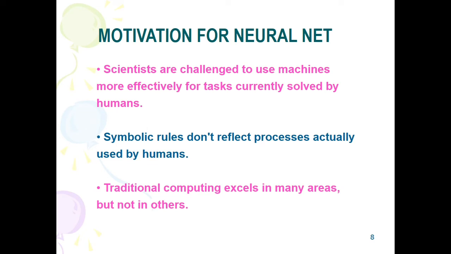What is the motivation for a neural network? Here scientists are challenging machines to work more effectively on multiple tasks which are currently solved by humans. That is why the motivation for artificial neural networks has arisen. Symbolic rules do not reflect the process which is actually used by humans.